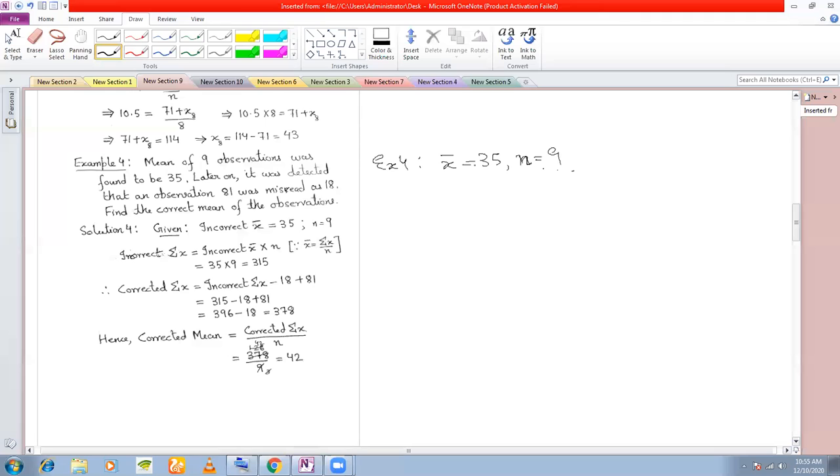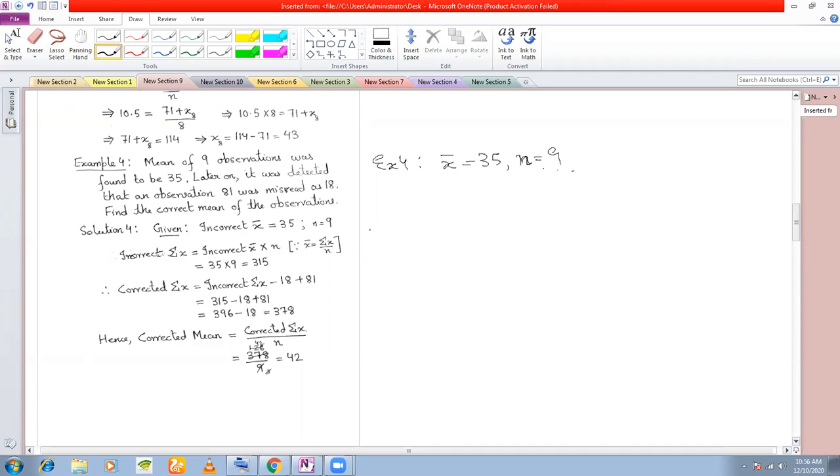So obviously, if I am misreading a certain observation, the total sum of the observations will come out to be wrong. I need to correct that sum, right? And the number of observations will remain the same, because only one observation was misread. So I just need to correct the sum of the observations. So let's see how to correct the sum of the observations.